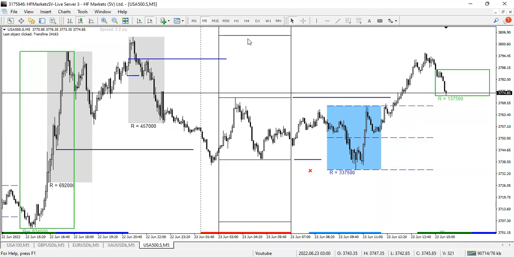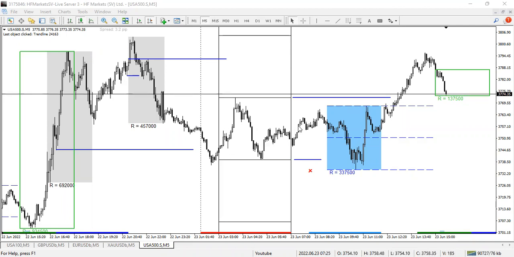Someone's in the chat. For me, 3.5 deviation is like a range limiter. So if it pushes 3.5 deviation, I expect it to stop. Depending on the pip count of the range, I may split that and use half deviations and then focus on that level as well.